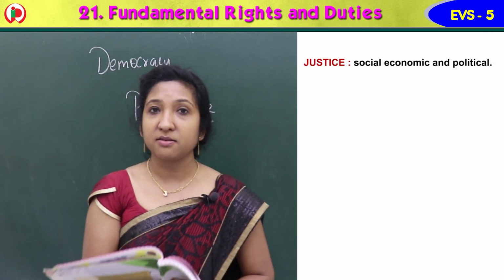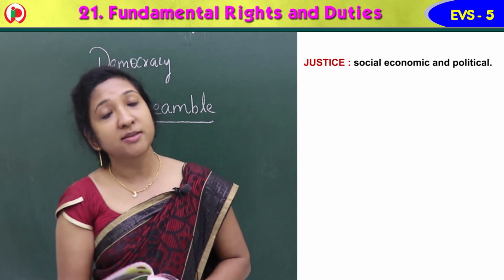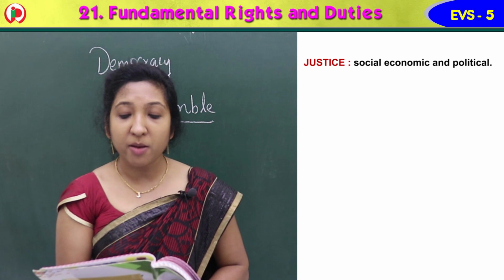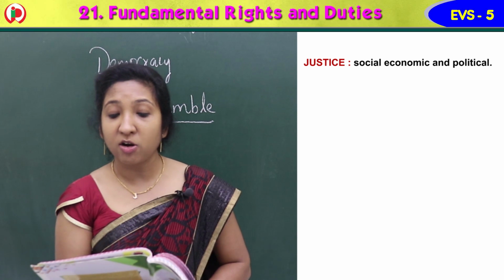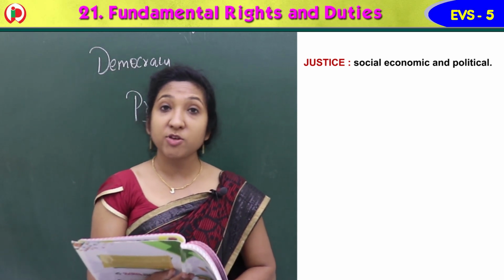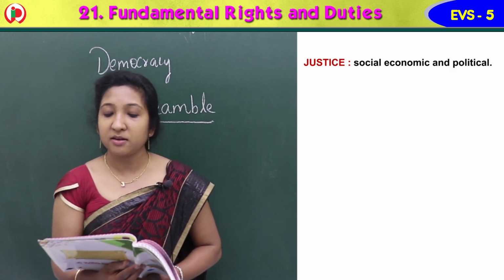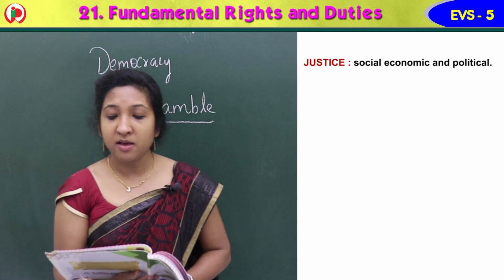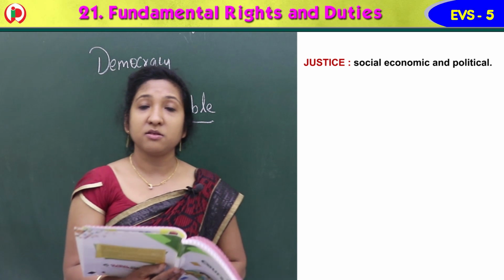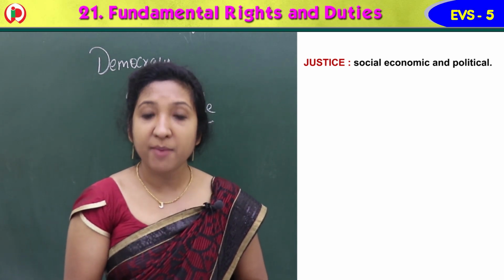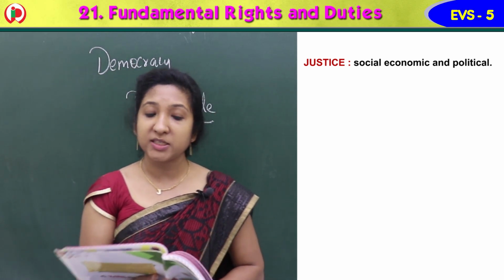So justice, what is justice? In the preamble, justice means social, economic and political justice. In all these fields we should have justice. There should be a correct judgment taken to decide between right and wrong, that is justice, in all social, economic and political areas.